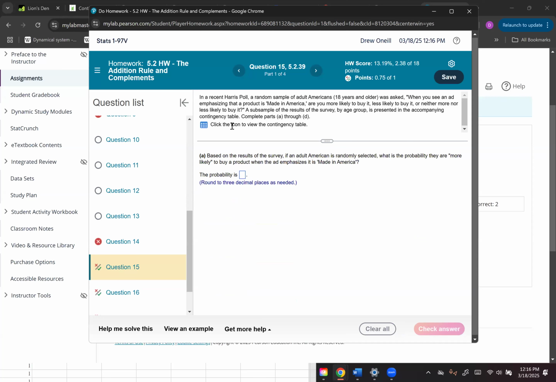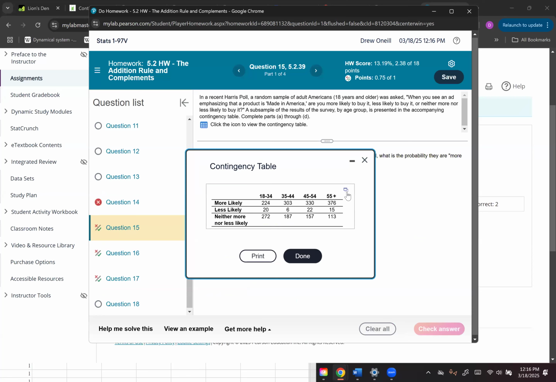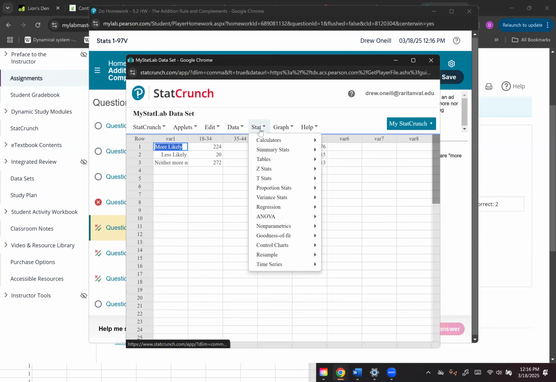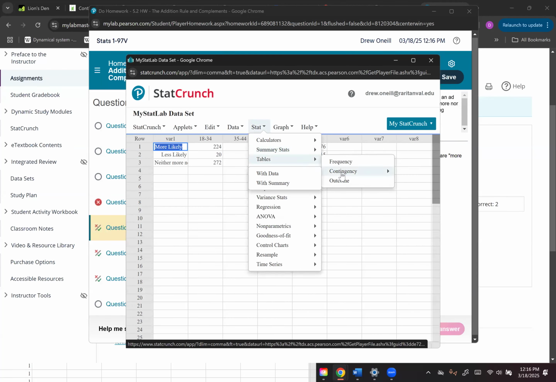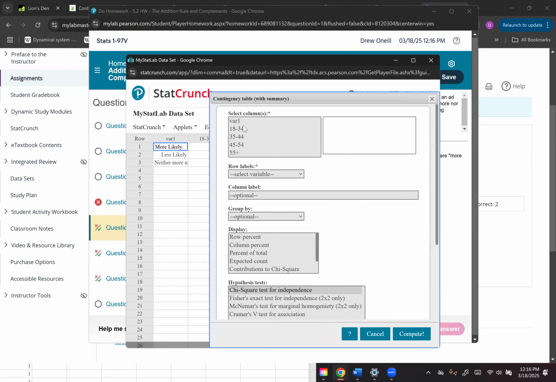Statcrunch does it for us. One of the ones we'll see, I think it's 16, you have to change the data a little. So what we're gonna do is open our data in Statcrunch. Then we hit stat, tables, contingency, and because it already counted the frequencies, we're gonna do with summary. Now this is very important. Make sure your columns are just the data part. So we don't want var1, that's the descriptive part. We want the 18 out of 34 and so on. So if I hit shift and I highlight, I get all those in there.